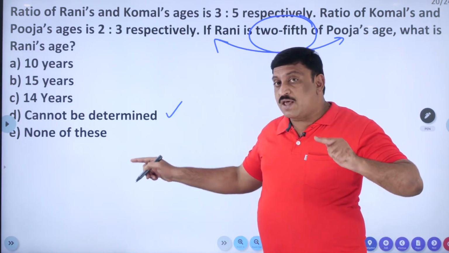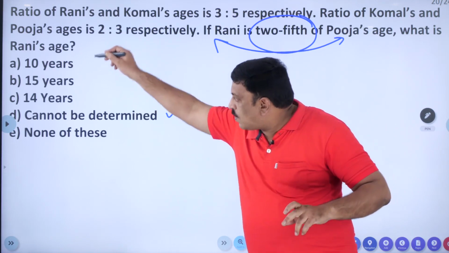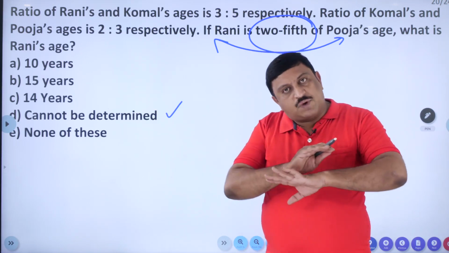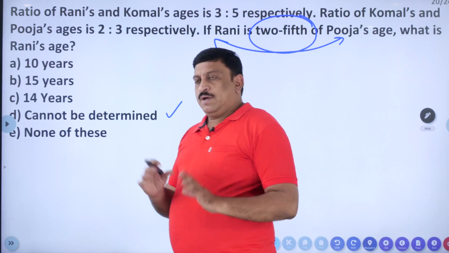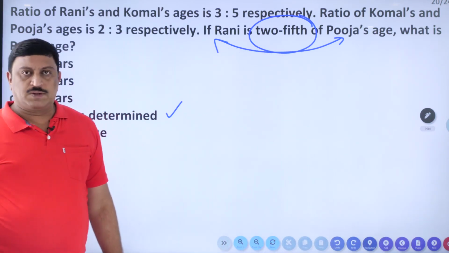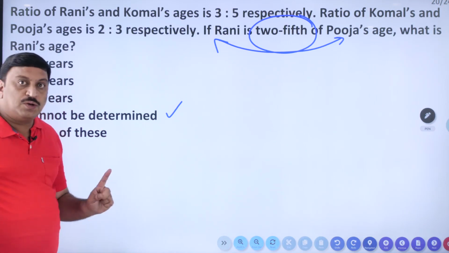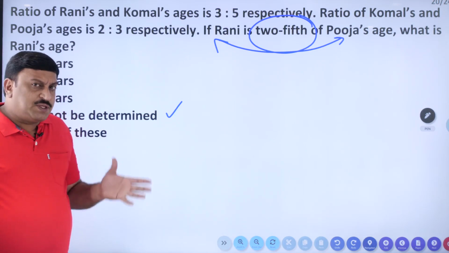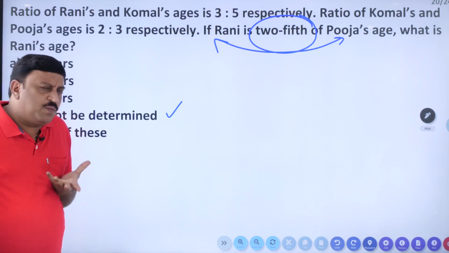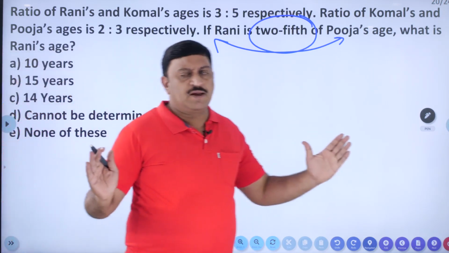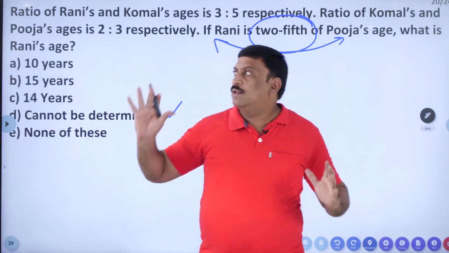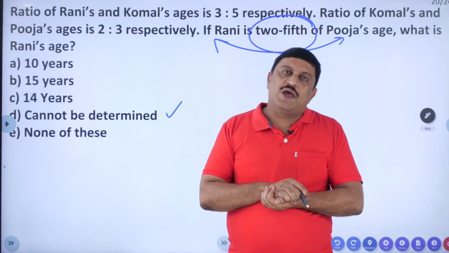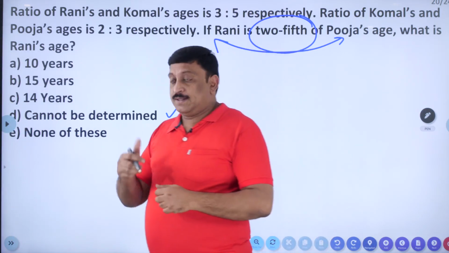What is none of these? None of these means some answer is there, but it is not in the options. Cannot be determined means we can't determine the answer. So we can say it is data inadequate also, right? These questions will be there. And I will let you know about this in percentages. Once we learn ratios fully, then just see this model in those videos. Definitely it will be helpful to you, right? Next.